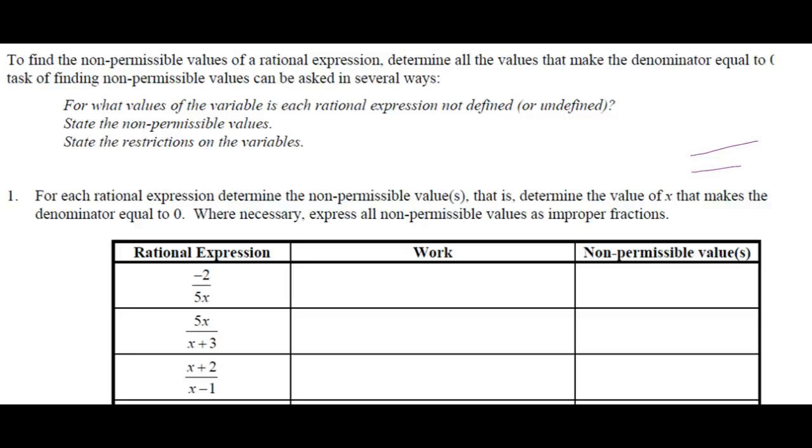To find the non-permissible values of a rational expression, determine all the values that make the denominator equal to 0. What does yours say?